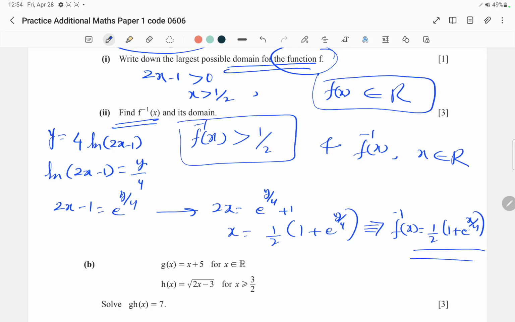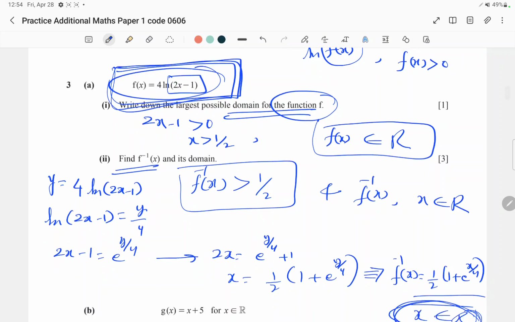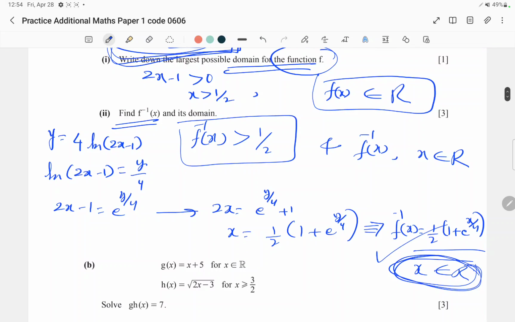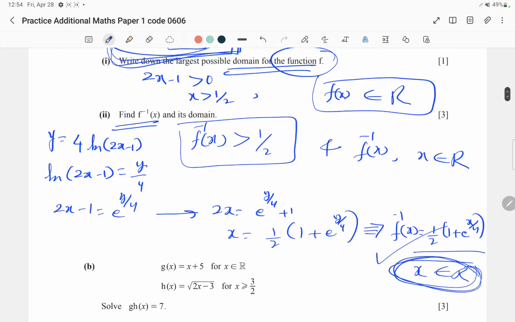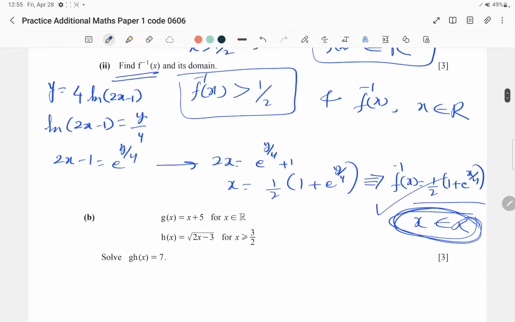Now here also you can check e to the power x over 4 is valid for all values of x. So here you can say x belongs to all real numbers, but this is not the correct way to give the domain, because your domain is basically related to the range of f(x). So it is better to find the range of f(x) and then conclude the domain of f inverse x. Okay, so what is f inverse x? Half bracket 1 plus e to the power x over 4, and the domain will be all real numbers.